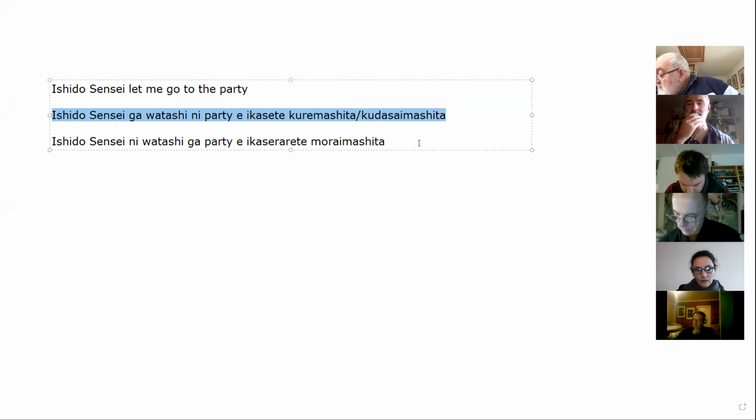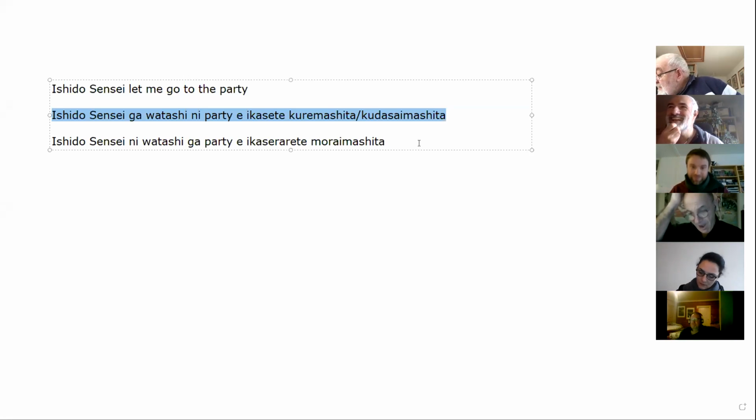So the ikaserarete is causative, passive, and te form together. Exactly. And imperative, yes. It's like it couldn't get any better. I mean, I know this feels like it's an incredibly complex conjugation, unless you speak Polish, in which case this is probably quite a simple conjugation.